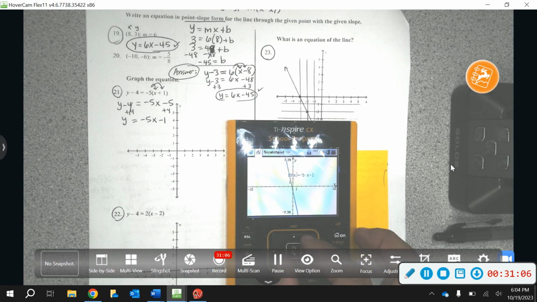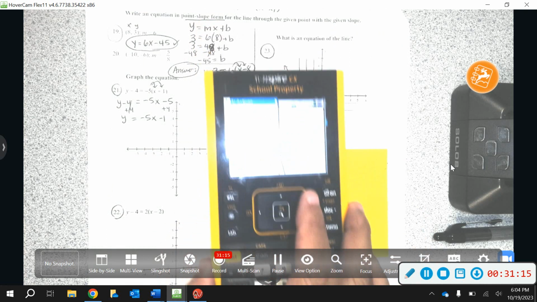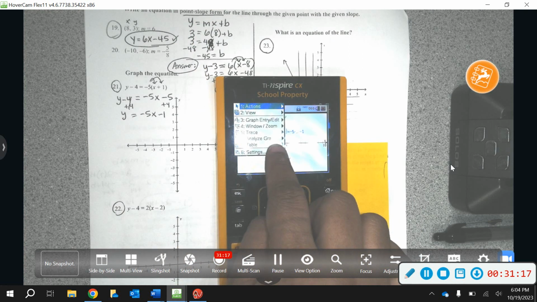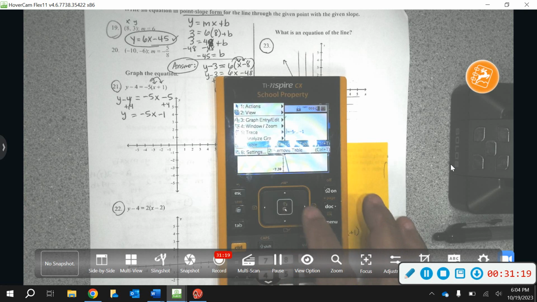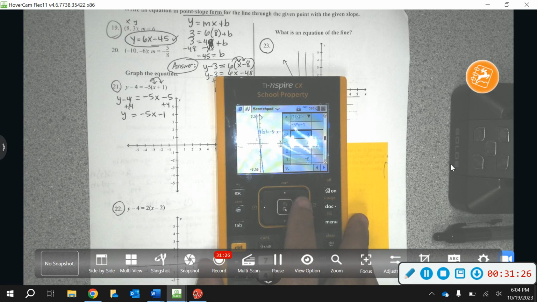Now, what I need is the table, not the menu bar. So I'm going to press menu, and then go to the table, which is number 7, and press enter for the split screen, and there's some points. So I'm going to go ahead and graph this, okay?